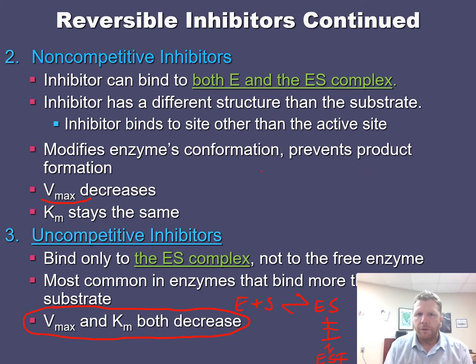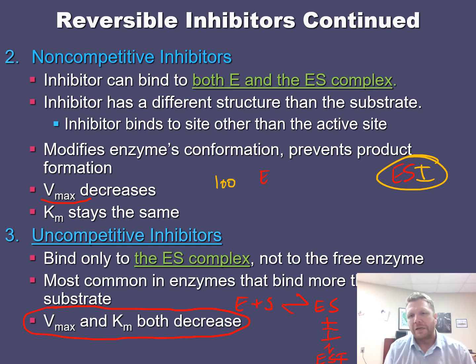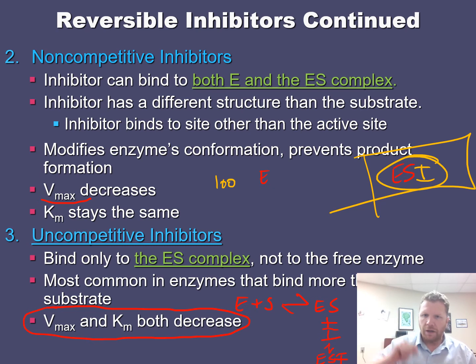You have your free enzyme and your ES complex. Now the inhibitor is going to come over here. It's going to form this ESI complex. So let's say that you started with 100 copies of the free enzyme. What's going to happen? Well, slowly but surely, the 100 copies of the enzyme are going to basically vanish because a number of them are going to be captured as a part of the ESI complex. So slowly but surely, the pool of enzyme goes down.